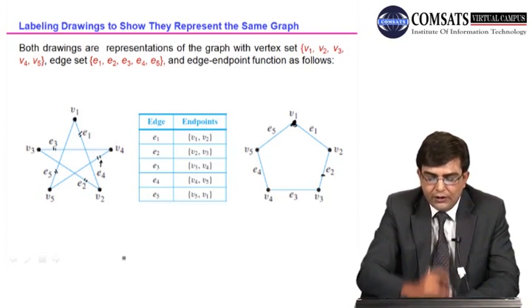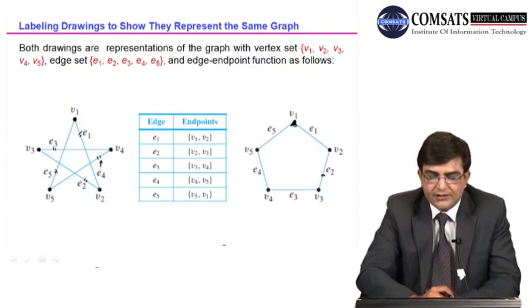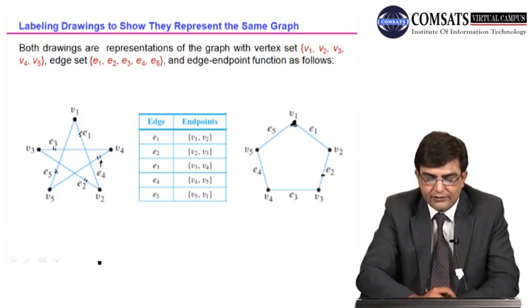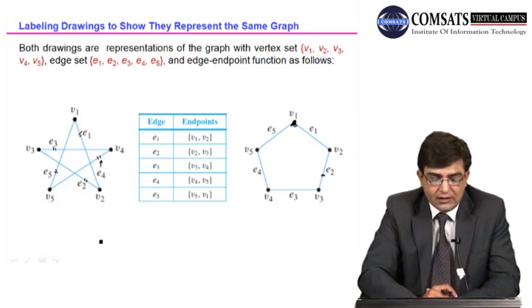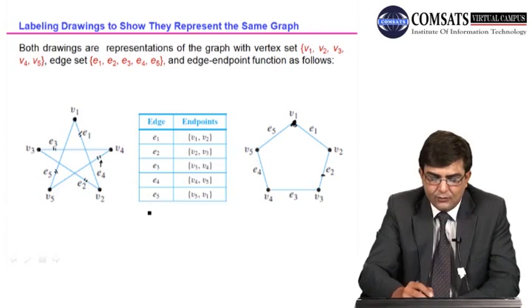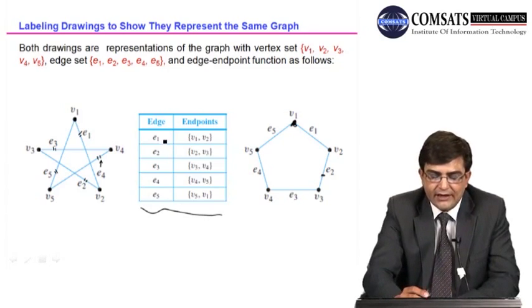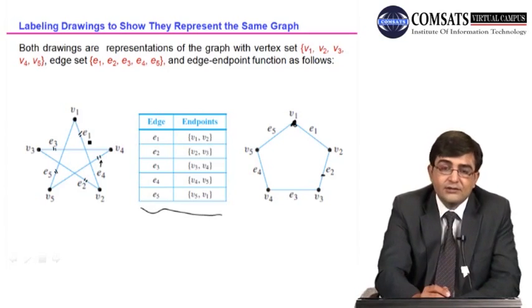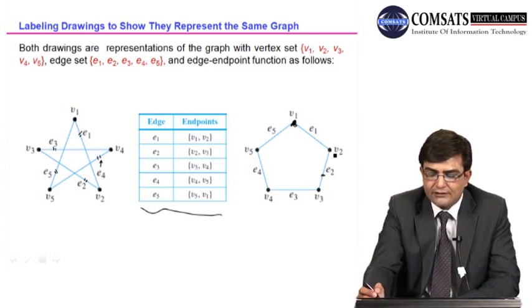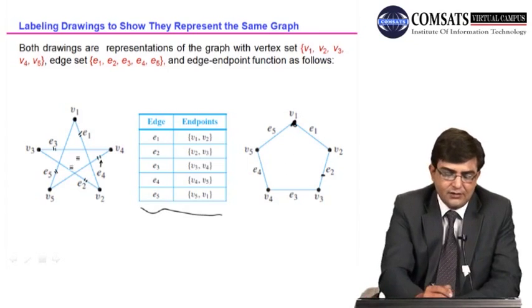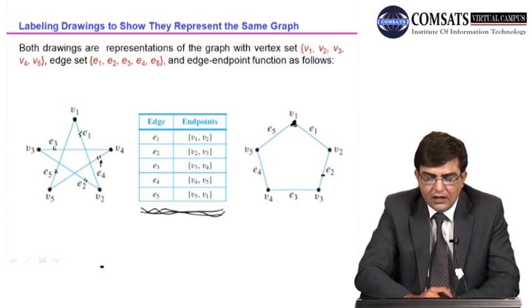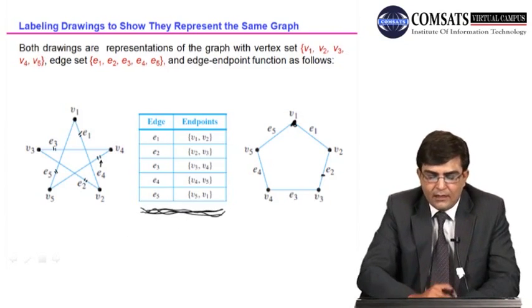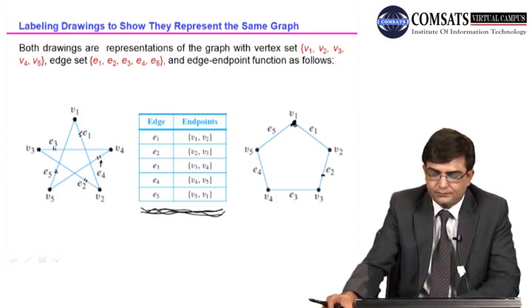Now we construct the edge endpoint function, that is the table which shows the edge endpoints. We can see that both graphs will give us the same edge endpoint function. E1 is the edge which connects v1 and v2 here and here also. E2 is the edge which connects v2 and v3 in this graph and also in this graph. So all the information on both graphs, we can see that this information is the same for both graphs by constructing the edge endpoint function.